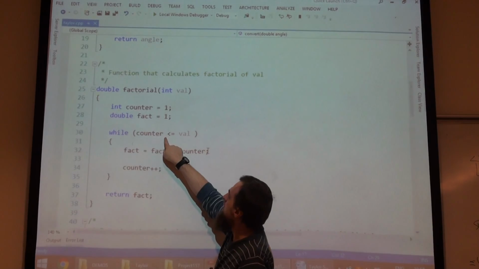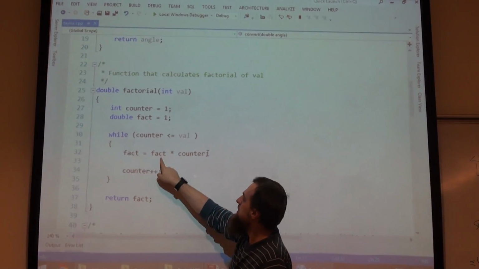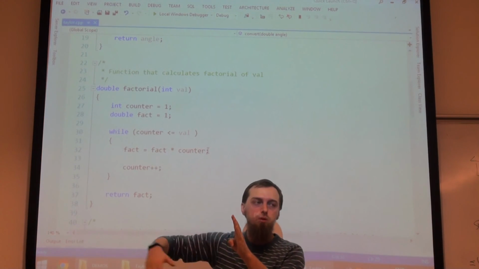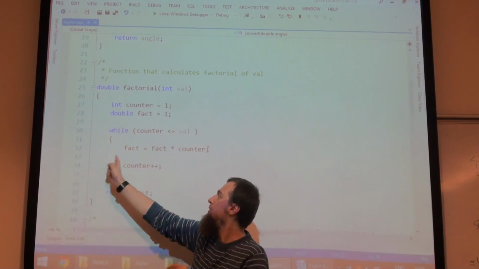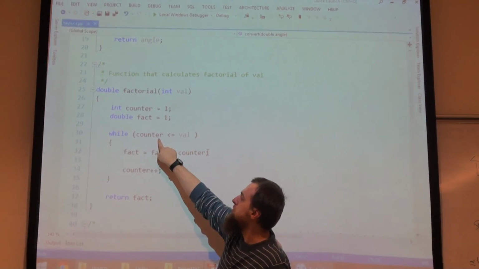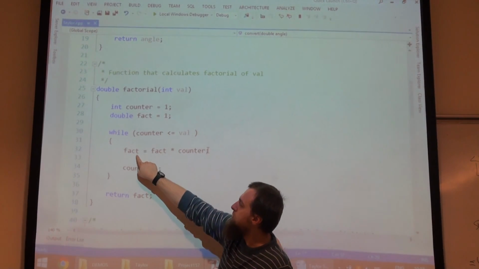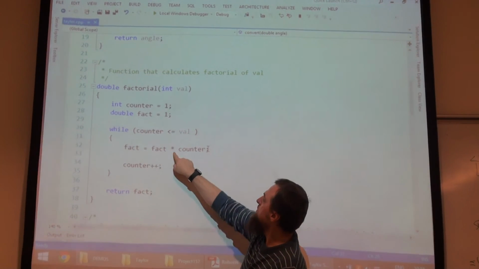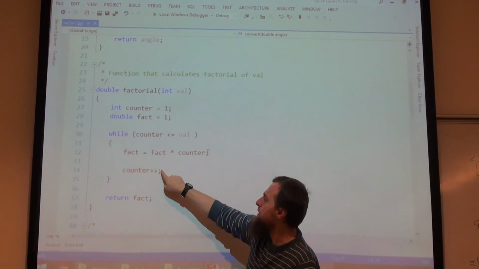And we start from 1 up until the value we want. And we just multiply it with 1, with 2, then with 3, with 4, and so on, up until the counter reaches the value we want, okay? So the factorial is equal to the old factorial multiplied by the counter, we increment by the counter.